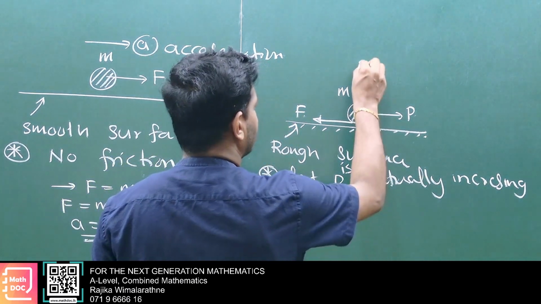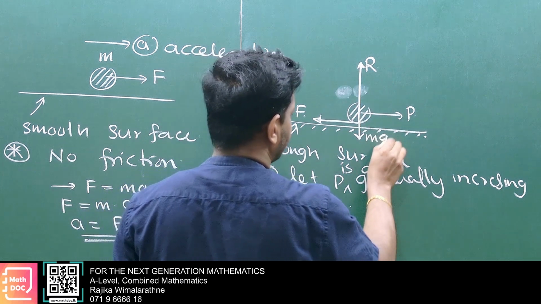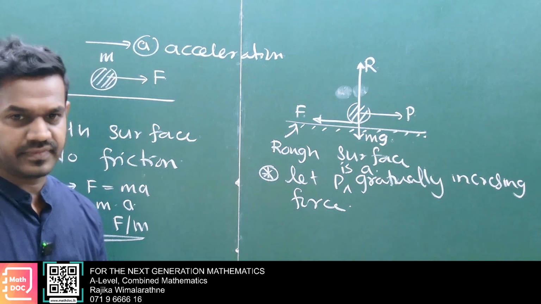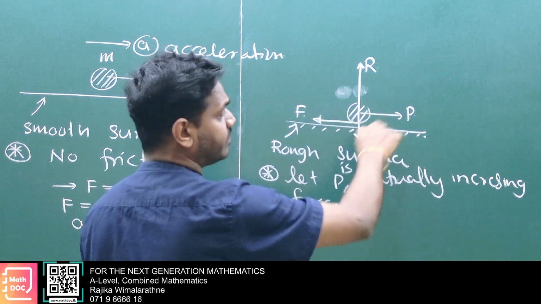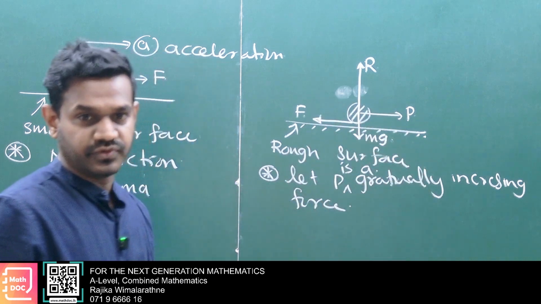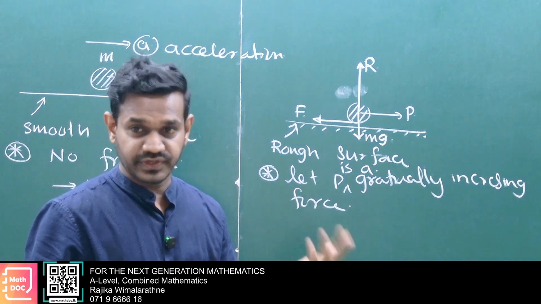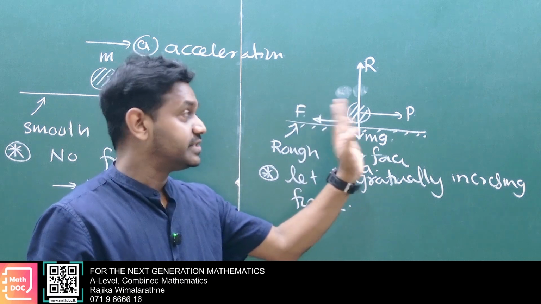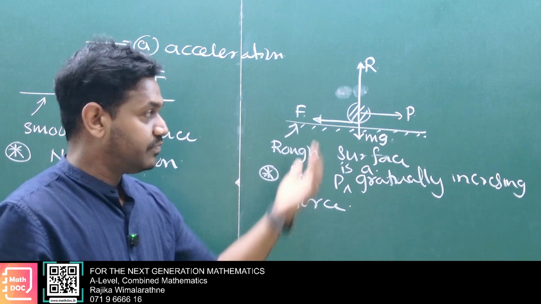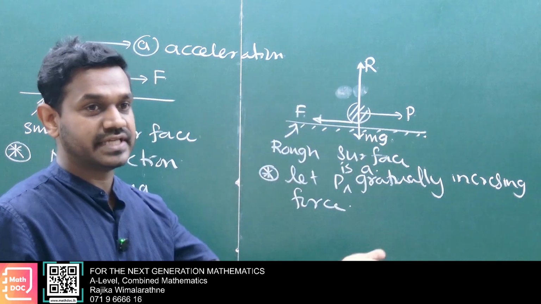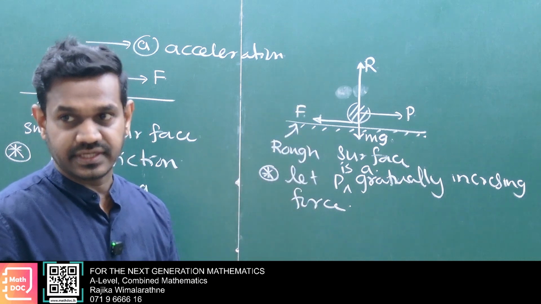Then consider the reaction R, and the weight mg. For a gradual increase in force, for some instant this particle won't move, but later it can move. It has a moving tendency. That position we call limiting equilibrium. Before that we say static position, and after that we say dynamic position. All these things you have learned under physics.